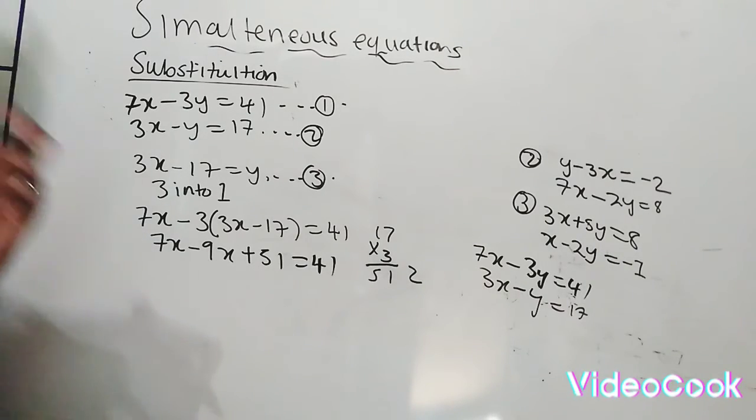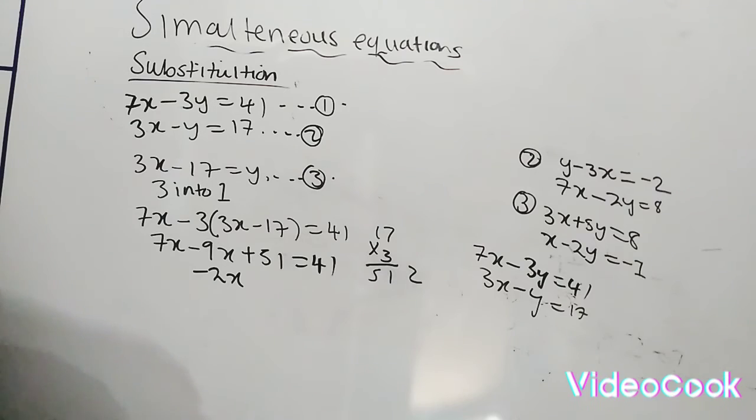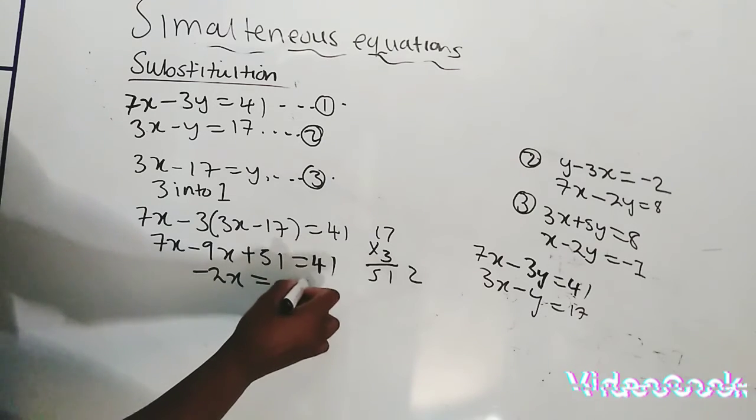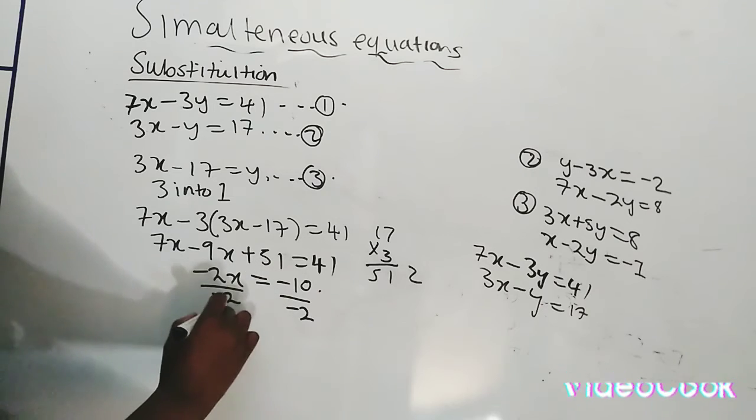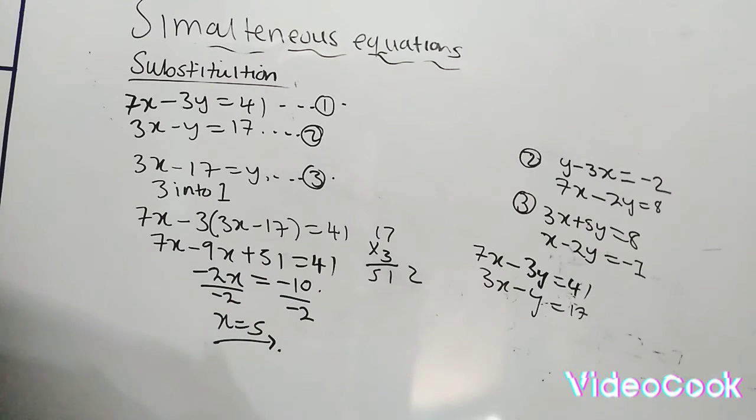But then 7x minus 9x, we get a negative 2x. And then taking 51 to the other side, it's going to be 41 minus 51. That will give us a negative 10. We divide by negative 2 both sides. We get our value for x as a 5, right? I hope you guys were following.